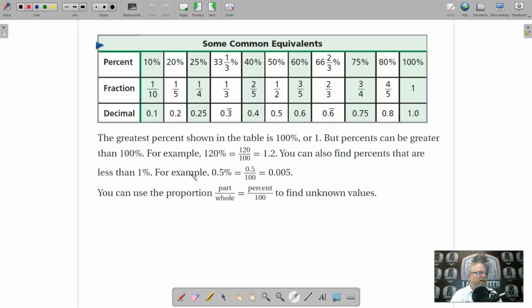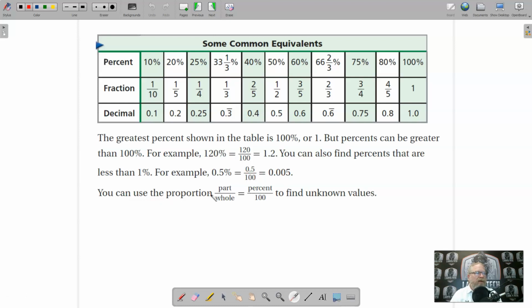You can also find percents that are less than 1%. For example, 0.5%. 0.5 is less than 1, right? Well, this is 0.5 parts of 100. So if we had that as 0.5 parts of 100, it'd be 0.5 over 100. And then if we put that into a calculator and divide 0.5 by 100, we would get 0.005. Basically, whenever you change it from a percent to a decimal, the decimal moves over 2 places to the left.